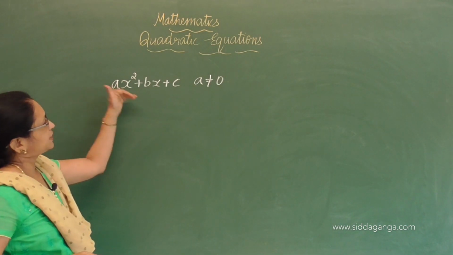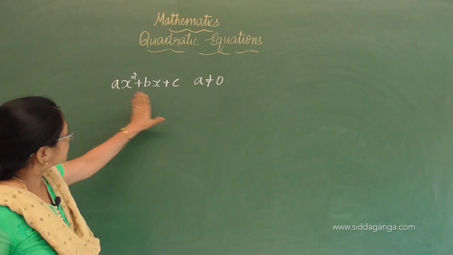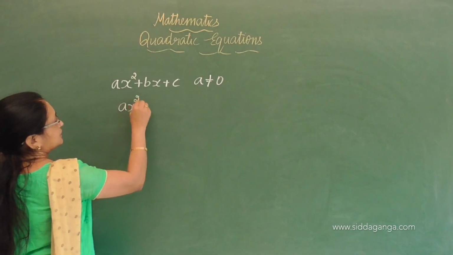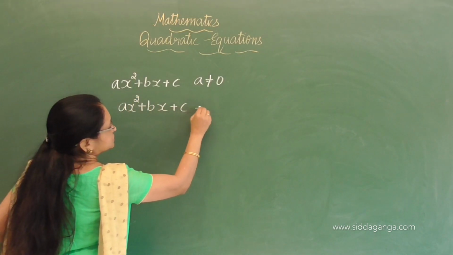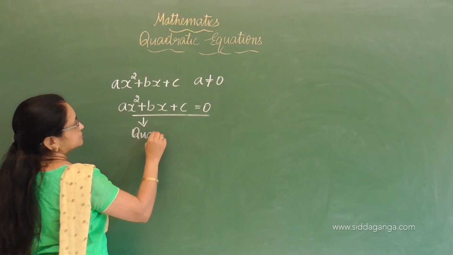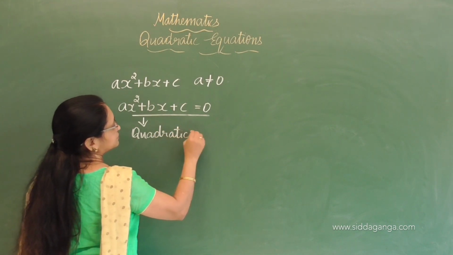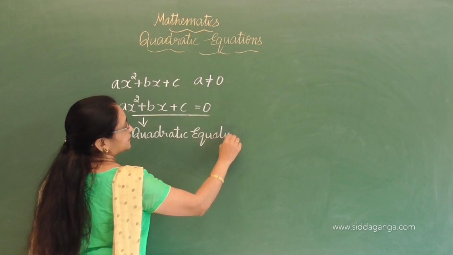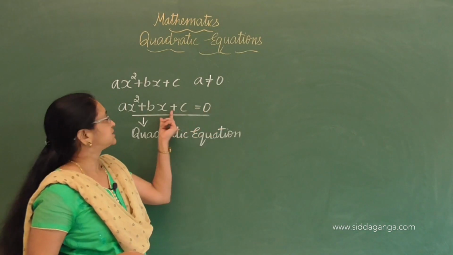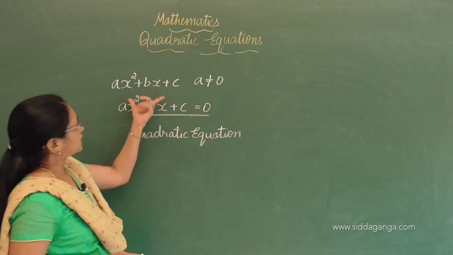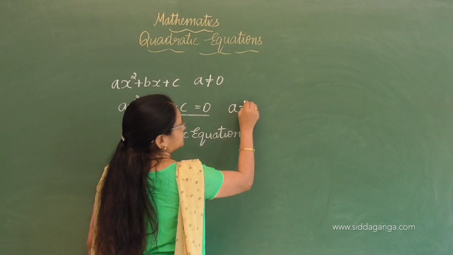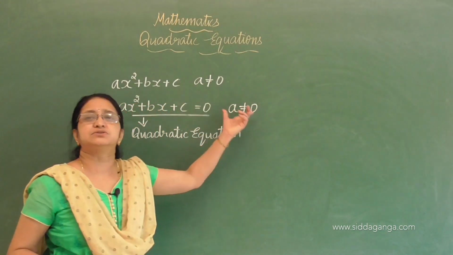Now why did I give the general form of the quadratic polynomial? Suppose this quadratic polynomial is equated to 0, then it represents the quadratic equation. You all know the meaning of equation, so equal to 0. When it is equated to 0, the quadratic polynomial becomes a quadratic equation, where a is not equal to 0. Why do we stress that a is not equal to 0?